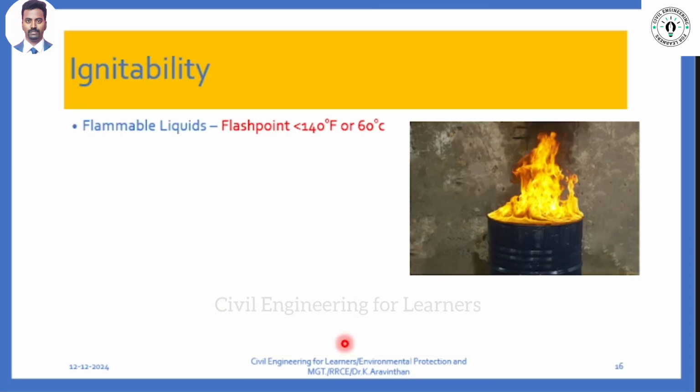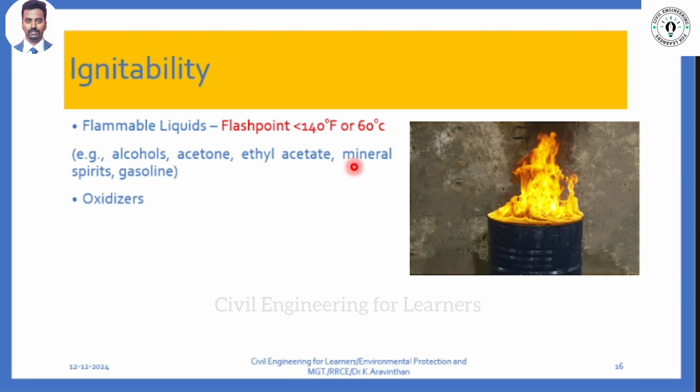This is the first one. It's a character. If a material reaches 60 degrees centigrade, it is called ignitability. Now we generally exist in 30 degree or 40 degree temperature in dry periods. What happens if you reach 60 degree temperature? The material will get burned. What are the examples of that? Alcohols. So one example, acetone, ethyl acetate, etc. are examples of ignitability.